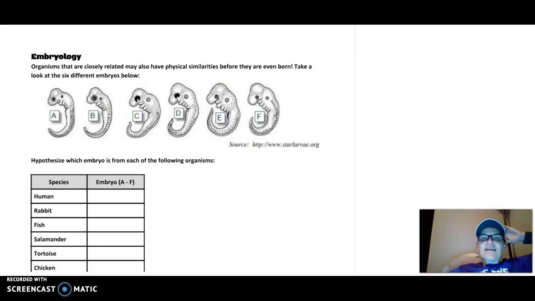Okay, you guys, the second line of evidence of evolution is known as embryology. Embryos are a stage of development before an organism is actually born, living independently. And so one of these embryos, A through F, actually is an embryo of a human. So you once looked like one of these embryos.